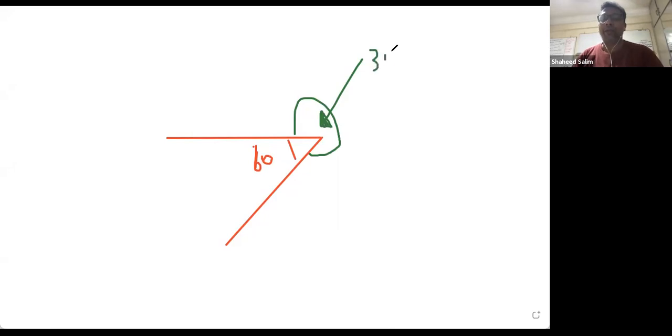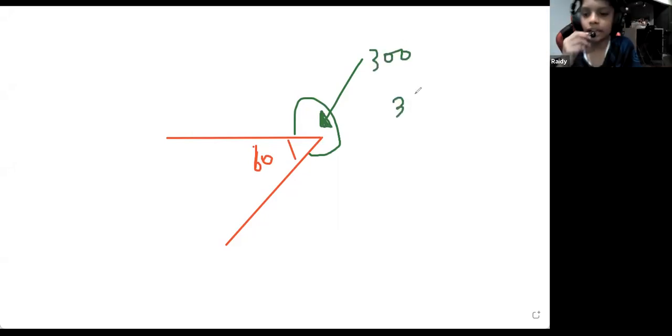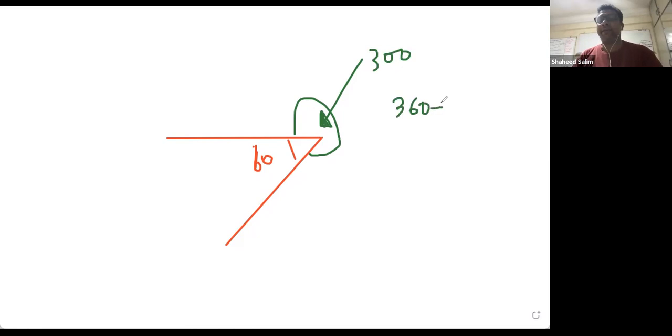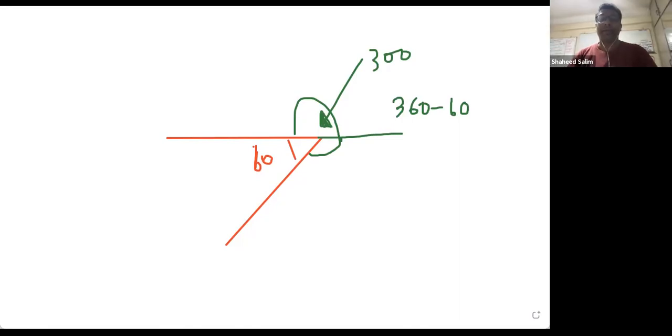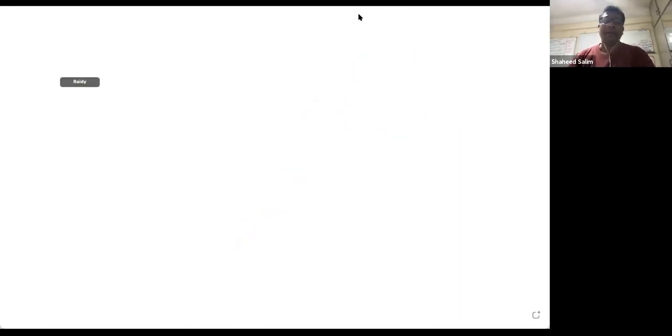Now, how do you get 300? It's 360 minus 60. Yes, minus 60. So, Putra, you took 300. Don't take 300. 360. Why 360? Now, this one, if you draw a line here, one is a full circle. Full circle. If you look at the compass, it's 360 also. Well done. Okay, good. Okay, here we go.